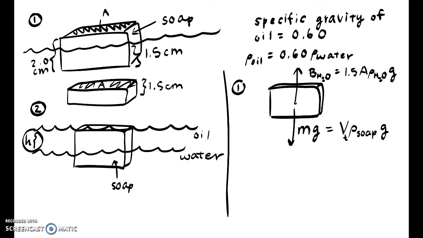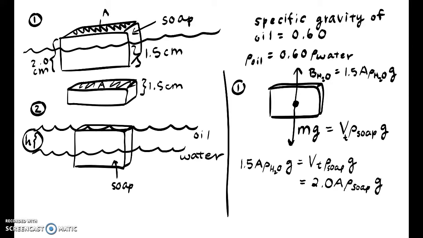Since it's floating, we know that it is in equilibrium, so these two oppositely directed forces must have equal magnitudes. So we have 1.5 times A times the density of water times g is equal to the total volume times the density of the soap times g. Equivalently, we can write our total volume as 2.0, because that is the depth of the actual soap bar, times our surface area A, times the density of soap times g. And we'll copy this over from before.